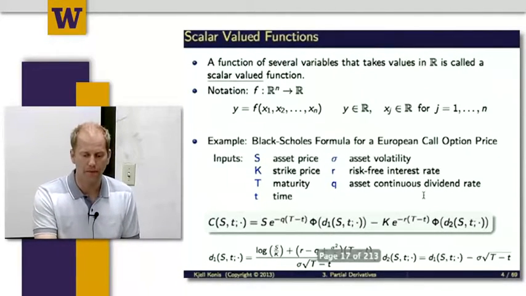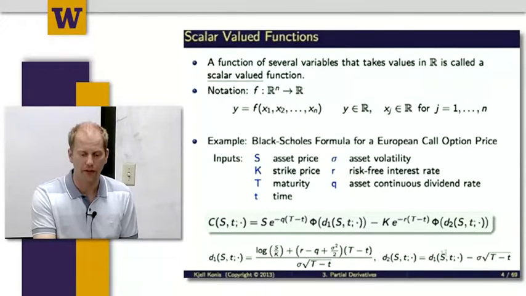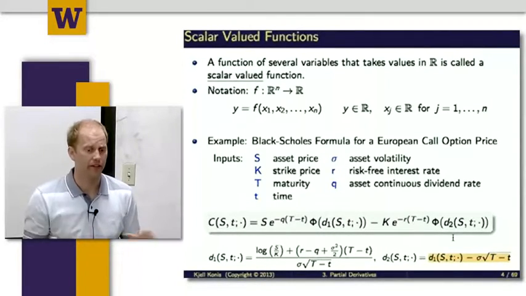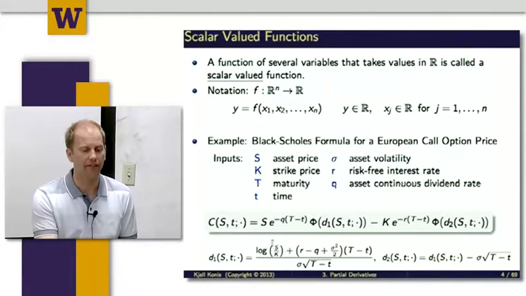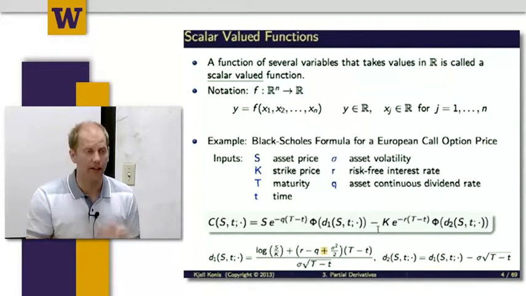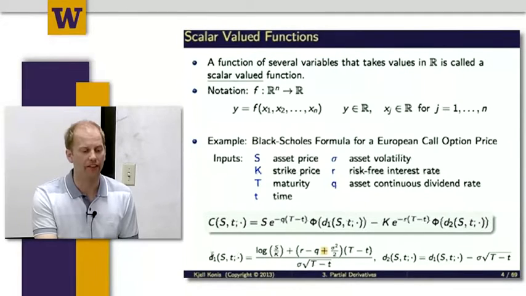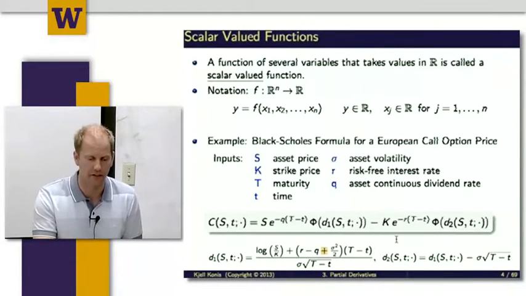And then d2 is just equal to d1 minus sigma times the square root of capital T minus little t. And if you plug in this formula on the left for d1, all that ends up changing is this plus here becomes a minus. So quite often derivatives of d1 and d2 are very similar to each other. They differ by a sign or not at all, depending on what you're taking the derivative with respect to.